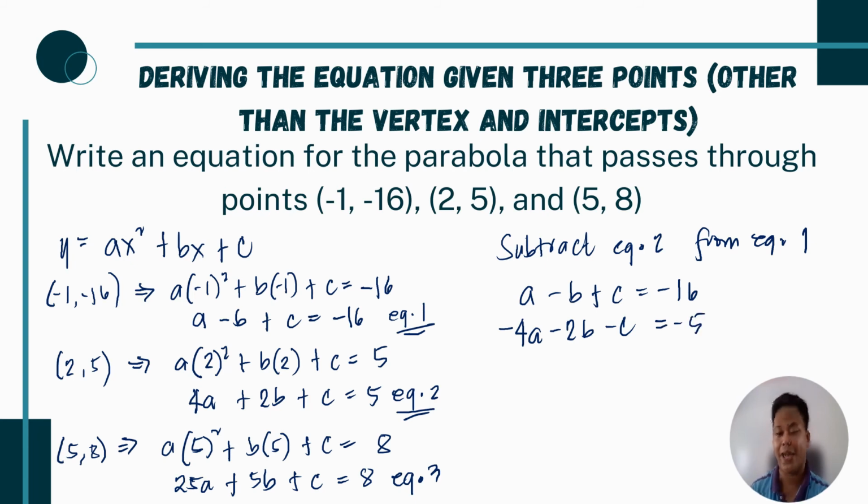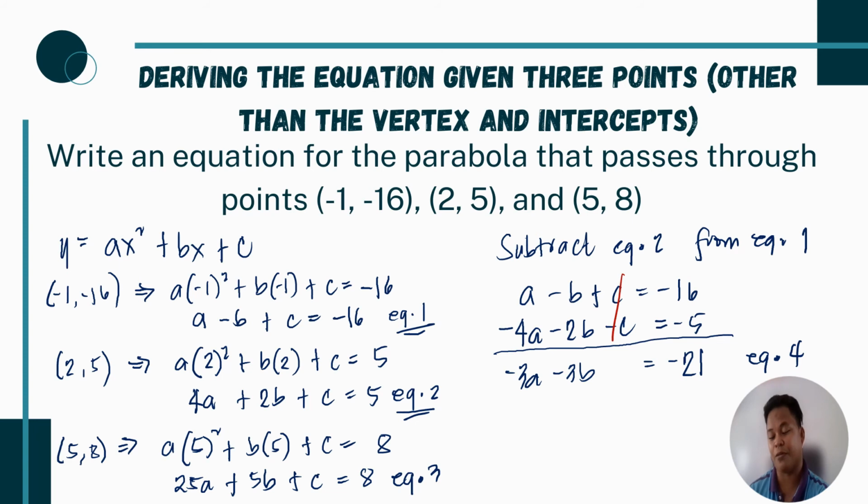So, what did we do? We multiply -1 in all the terms, both the left and the right-hand side of equation 2, to eliminate c. So, we do the elimination method. Now, we have a minus 4a is -3a, negative b minus 2b is -3b, and we're going to eliminate c since c minus c is 0. Then, equals -16 minus 5 is -21. So, this is our equation 4.